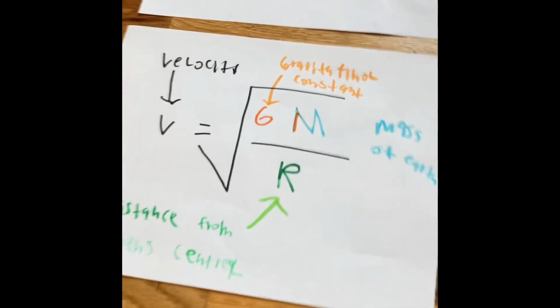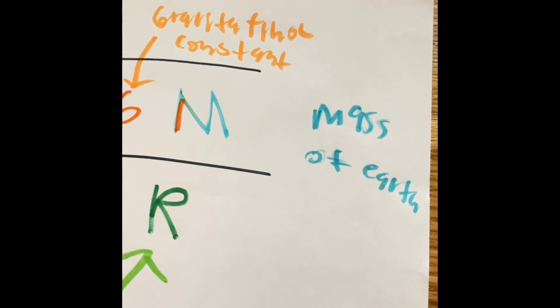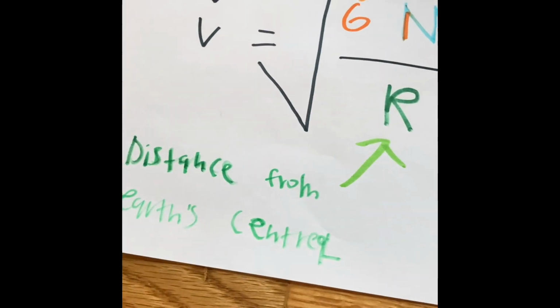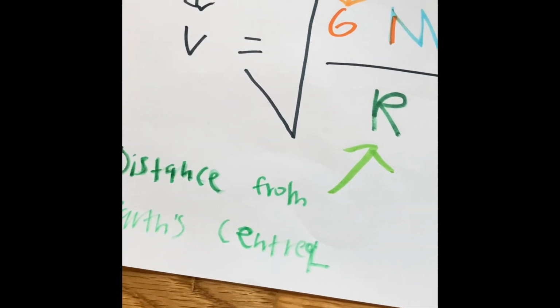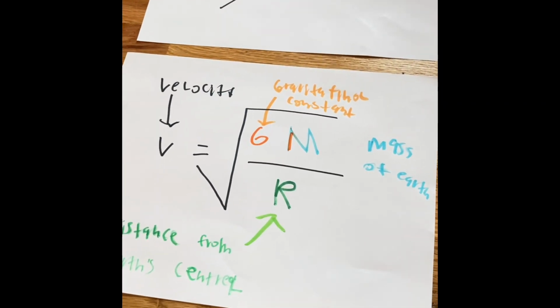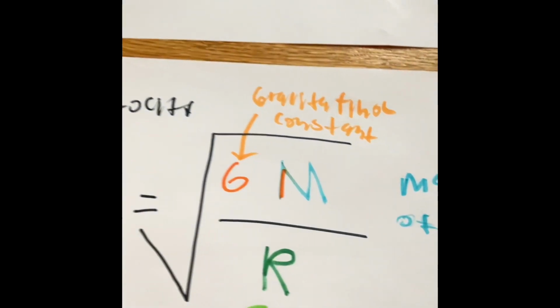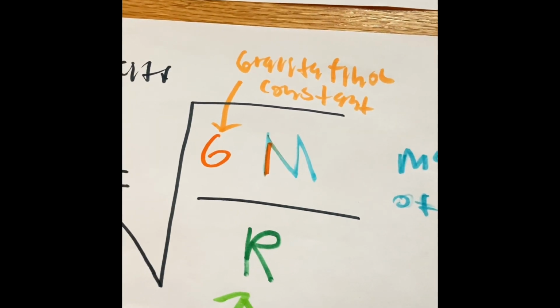But wait, what is the gravitational constant? What is the mass of the Earth? And what is the distance from the Earth's center? What are those definitions? First, we're going to understand what those three things are. Let's look at the gravitational constant first.